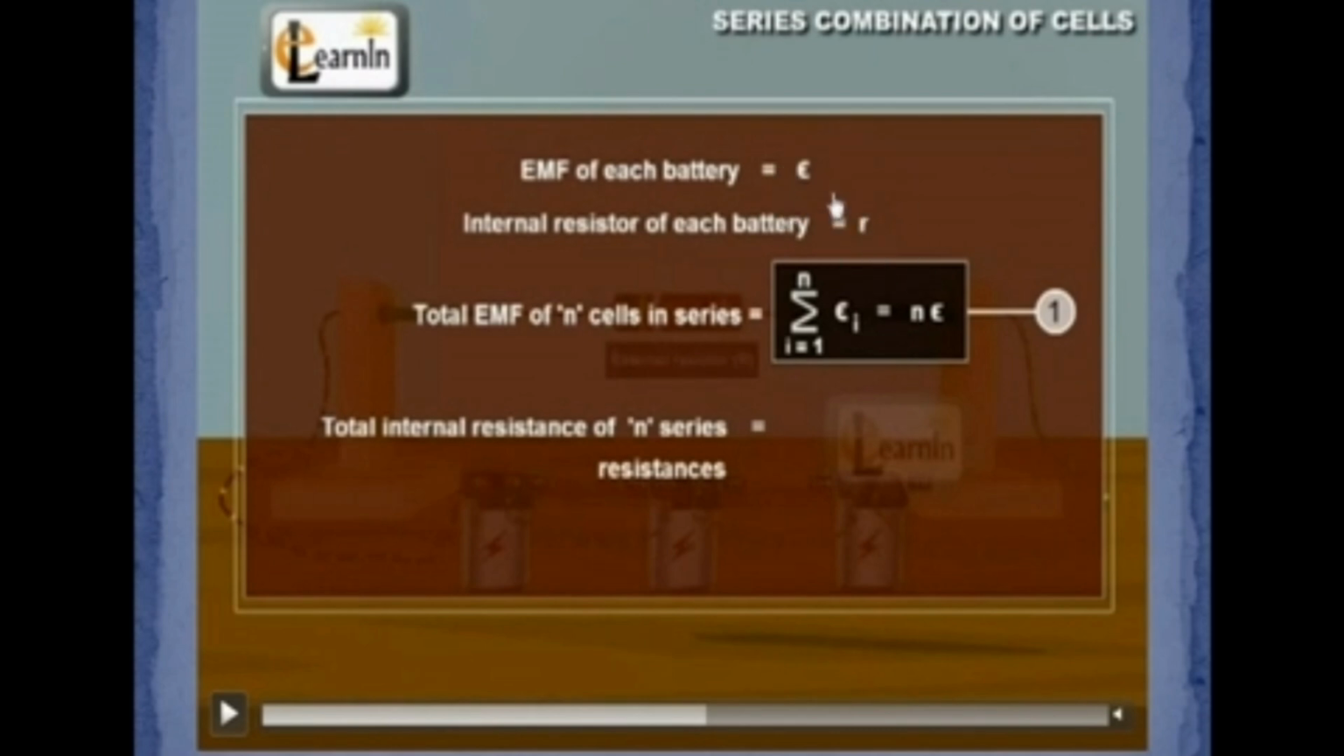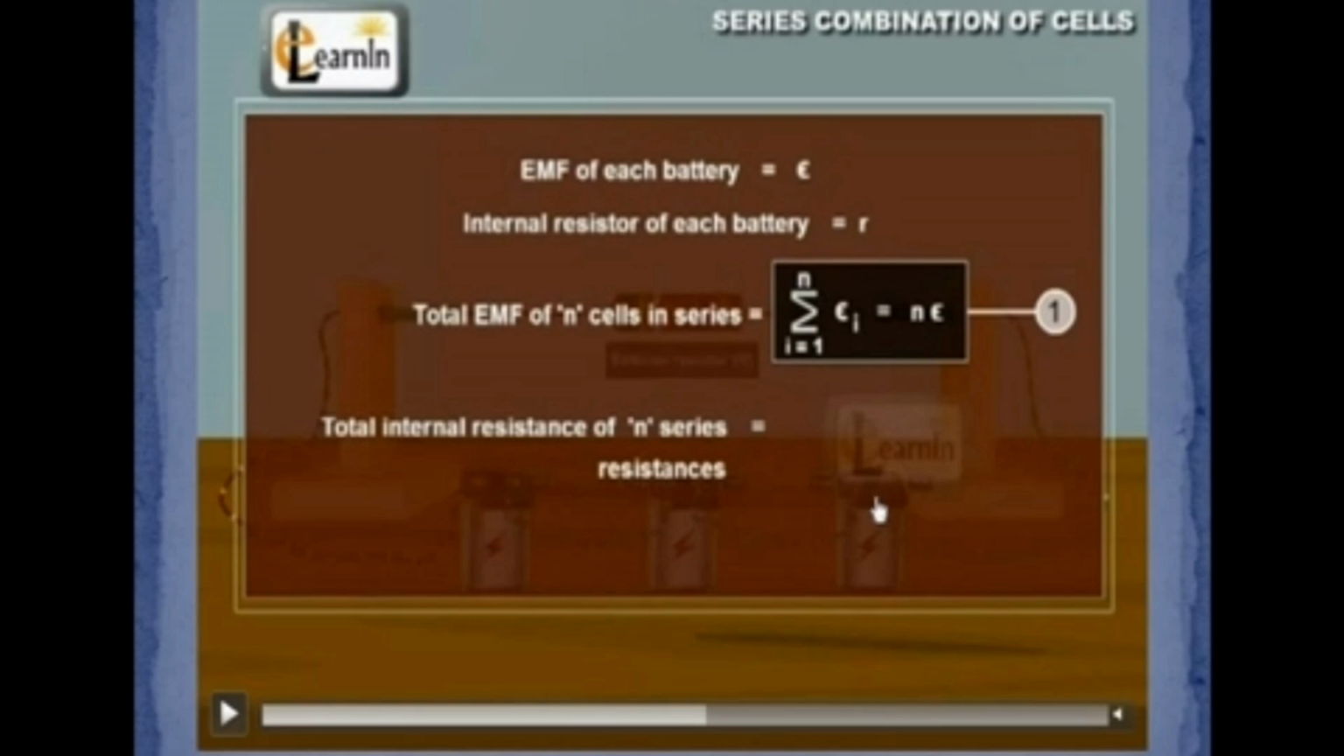This is for one battery. So now we are connecting N number of cells in series. So summation of epsilon i, i equal to 1 to N, equals N into psi. We will call this psi. So N into psi. So total internal resistance of the cell. Total internal resistance. The resistance of one cell is R. So what are we doing with all the cells? We are connecting them in series.